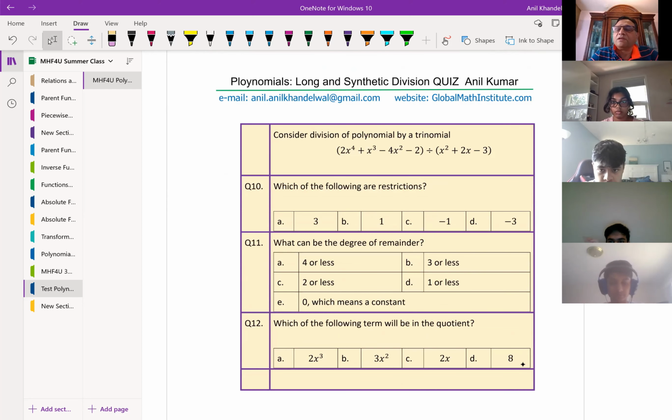Now here, again, Akshit, answer these questions. We are now dividing by a trinomial, not by a binomial, correct? So for this, you may need to do the long division and figure it out. But let me answer the first question. Read and answer the first question, number 10. Okay, sir. Consider division of a polynomial by a trinomial. Which of the following are restrictions? Correct. You're dividing by x.